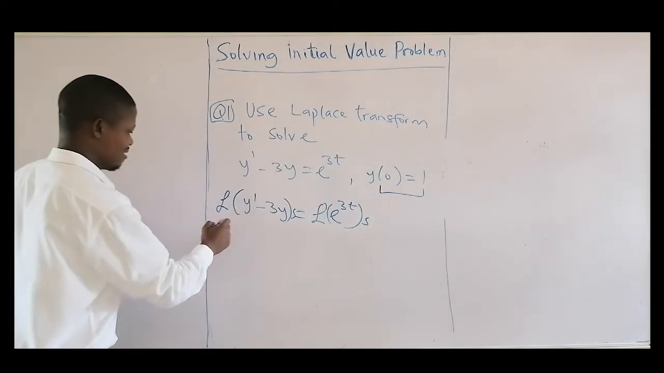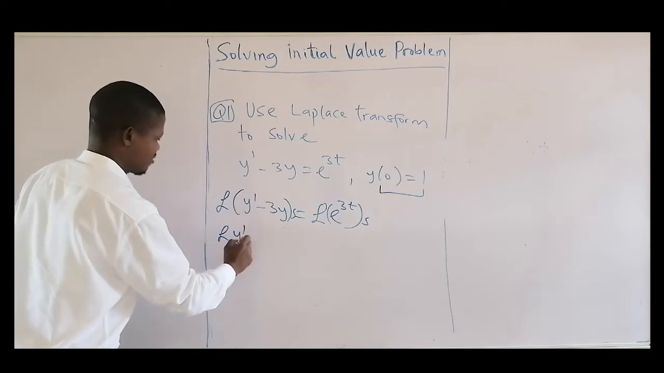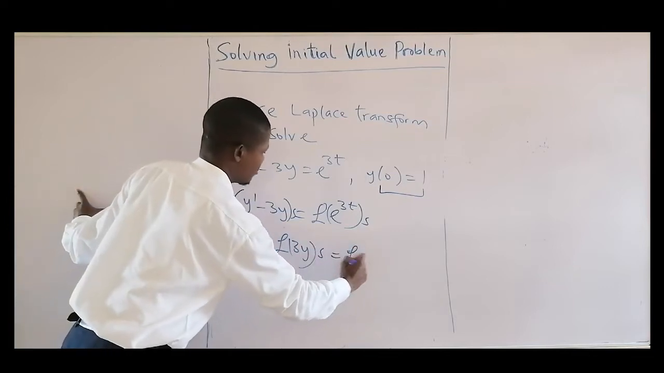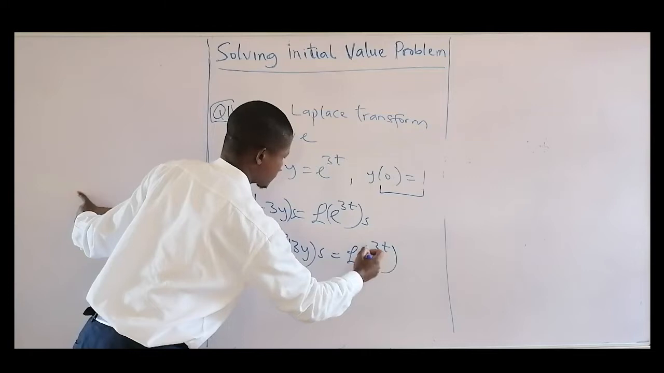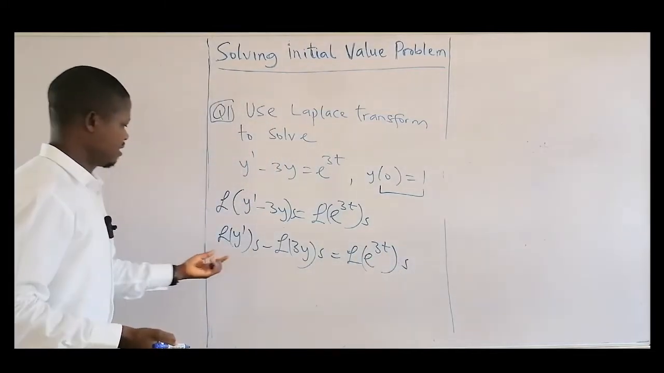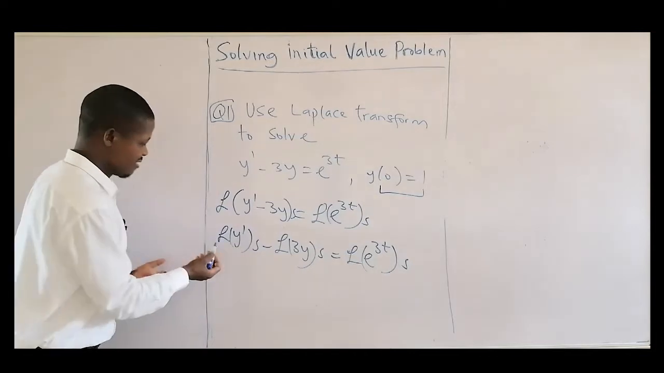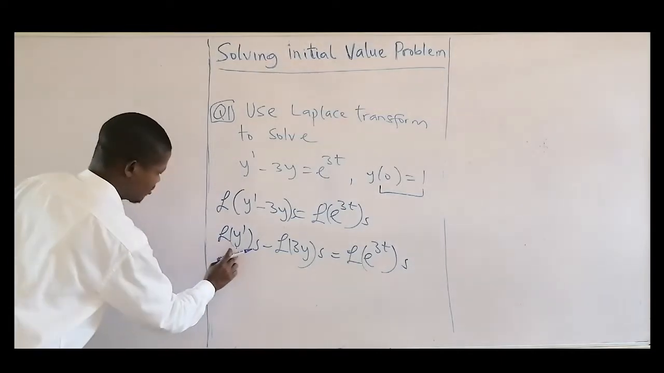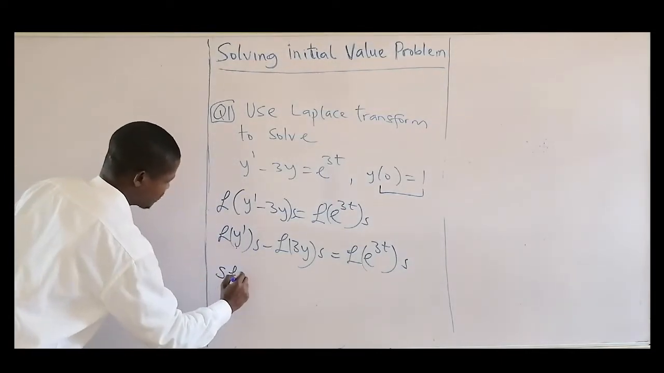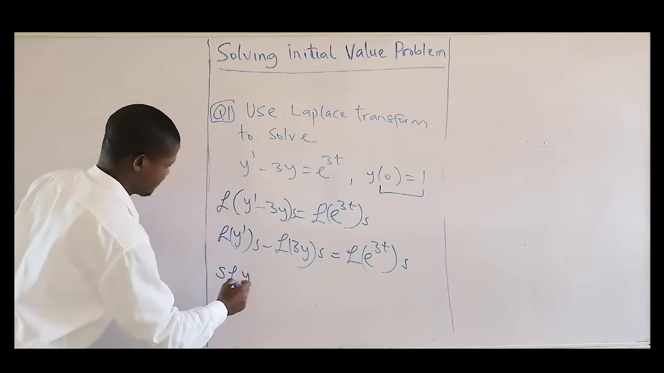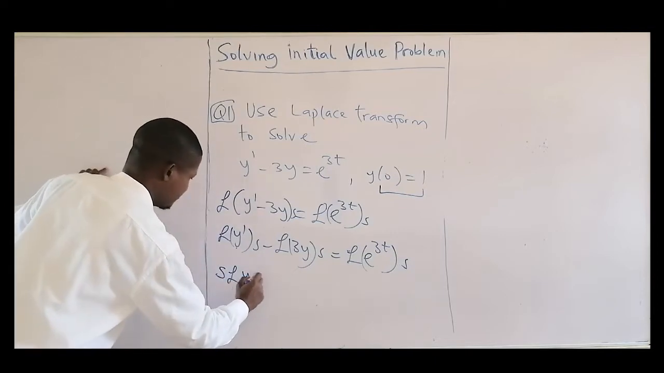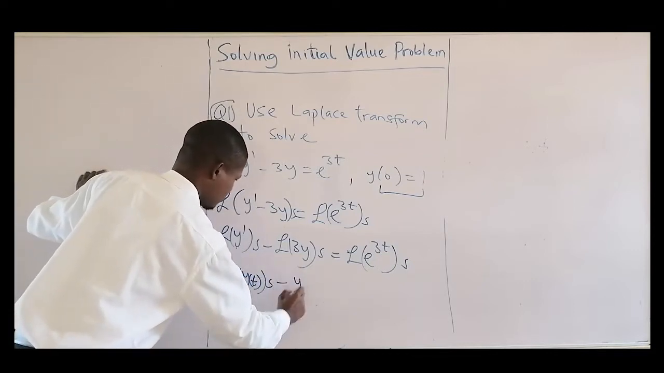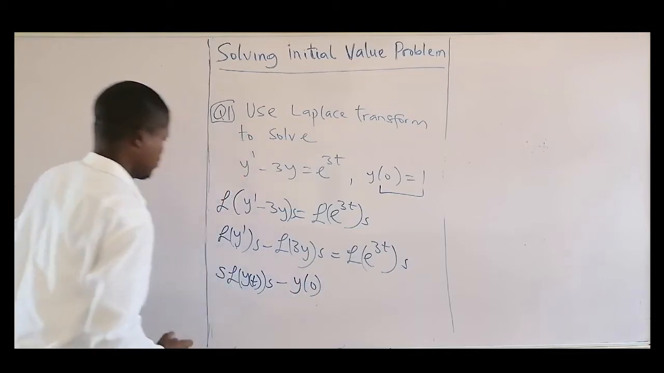Step two now. If you open this bracket, then you have Laplace of this, then Laplace of 3y, and then Laplace of e^3t. Let's get the Laplace transform, at least of the first derivative. This one will give us s Laplace of y of t, minus y of 0. That's for this first one.